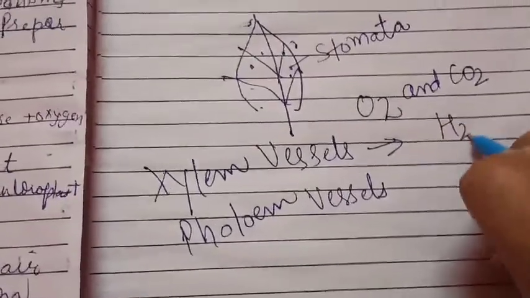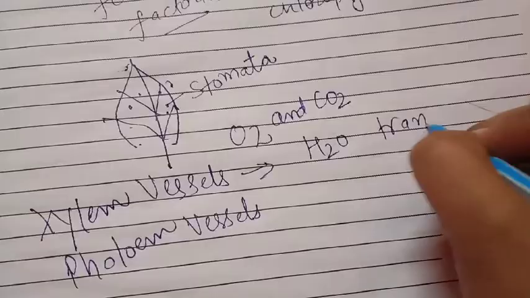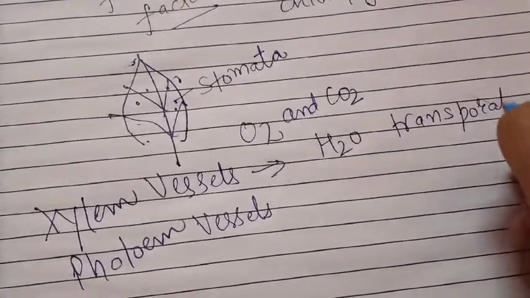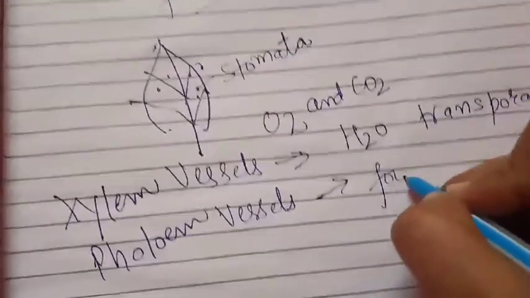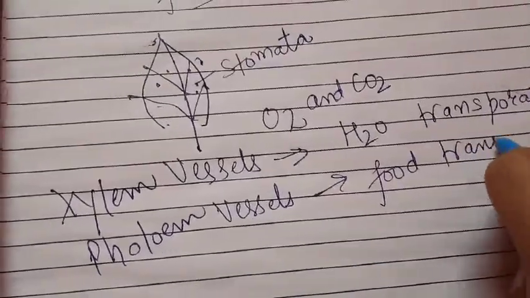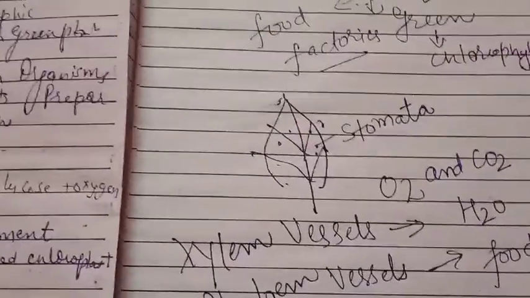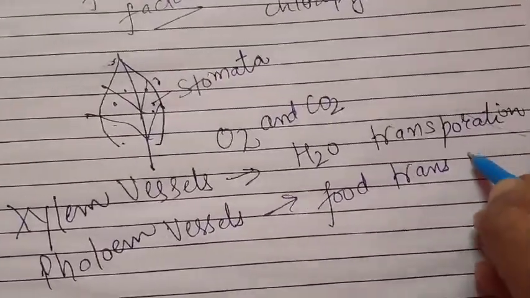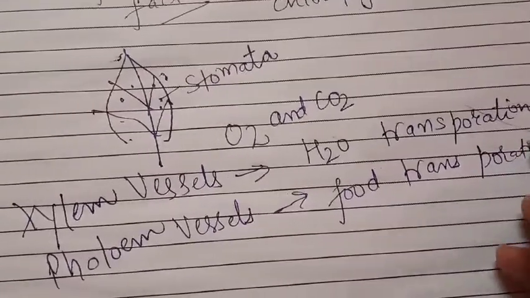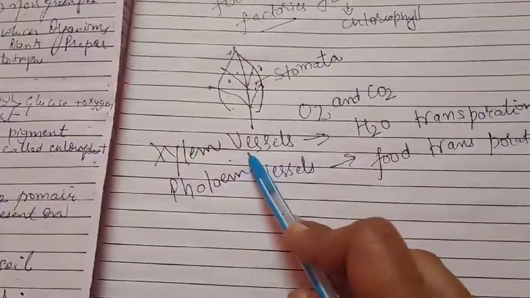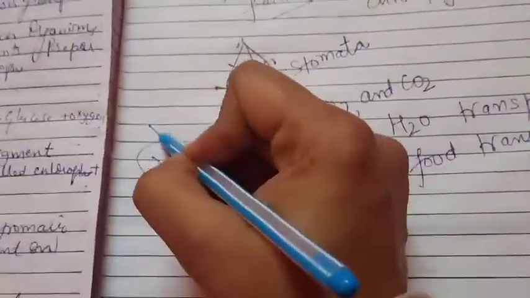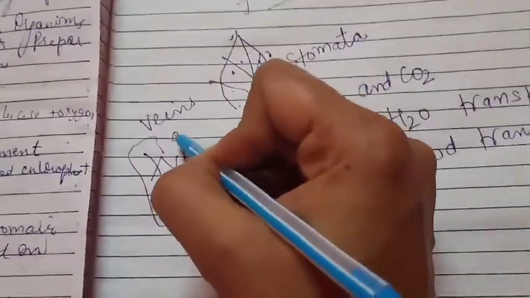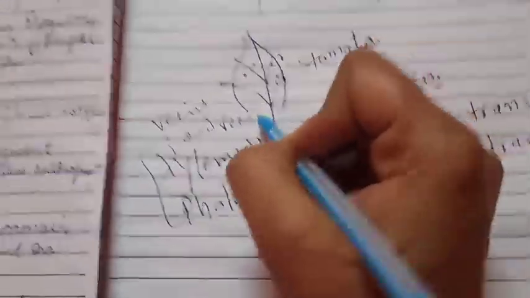Xylem helps in water transportation and phloem helps in food transportation. So in your book exercise there is also a question: what functions are performed by xylem vessels? These are present in the veins and veinlets.